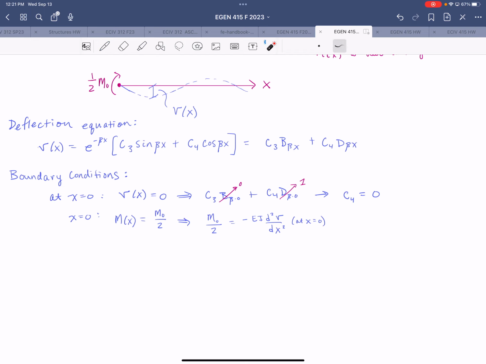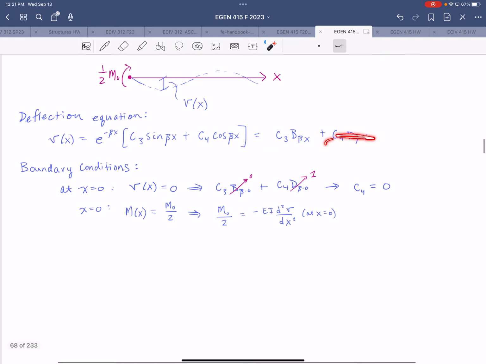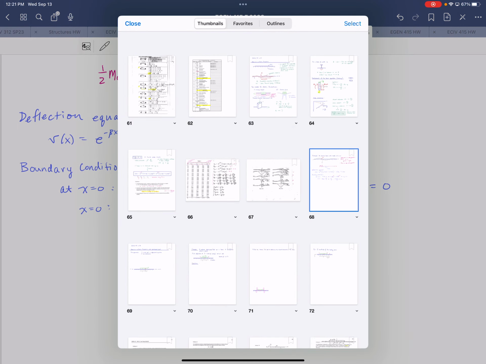and we're looking for the second derivative of b beta x, right? Because this is the only term that's left. It's a little confusing because this is only 0 for this condition, that boundary condition. We're looking for this term because we know that C4 is equal to 0, meaning that goes away. So we want the second derivative of b beta x.